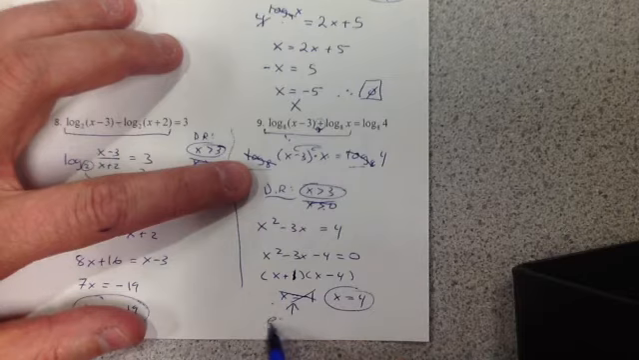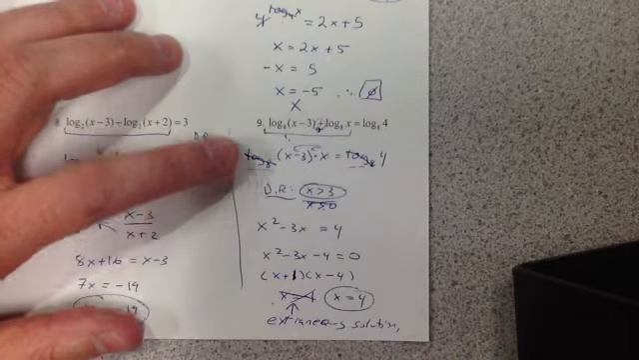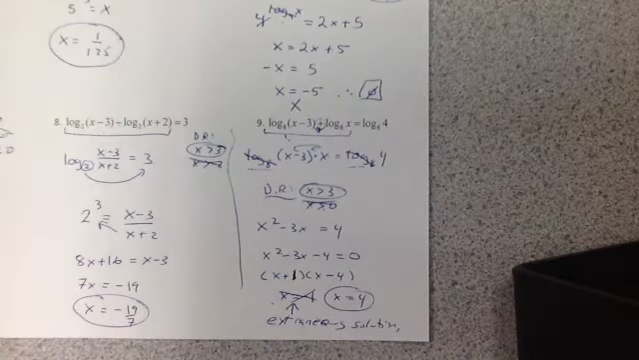Now, we had a name for this one. Remember from Algebra 1, we call this extraneous. It's an extraneous solution. You actually get an answer, but it just doesn't work for us.